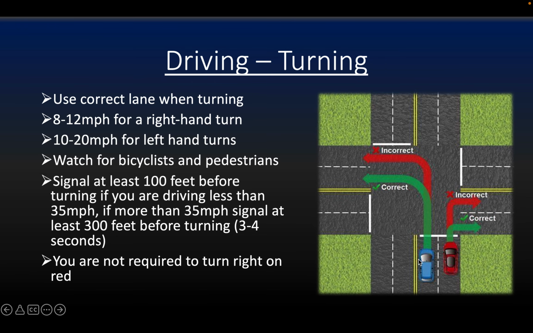Same thing here. You're making a left, do not get right into that outside lane. Go left to left, the inside lane, then merge right. That is the proper way to do that. So about 8 to 12 miles an hour for a right-hand turn. So we're going slow. 10 to 20 miles an hour for a left-hand turn. Once again, we're not going very fast when we're making turns.